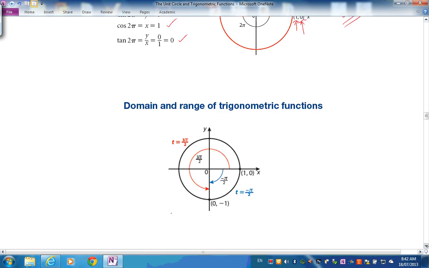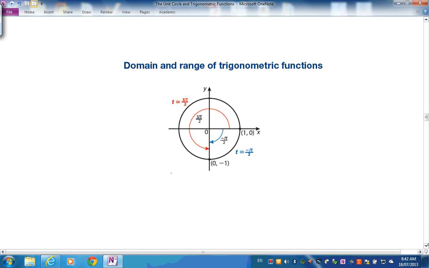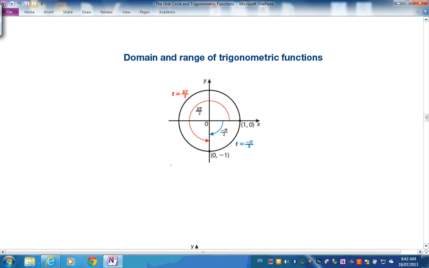Let's go down. Okay. Domain and range of trig functions. That's what we're starting to talk about, isn't it? So here, what is the domain and range? Let's have a look first of all at the domain of these functions. Well, you can see we can keep wrapping around here.